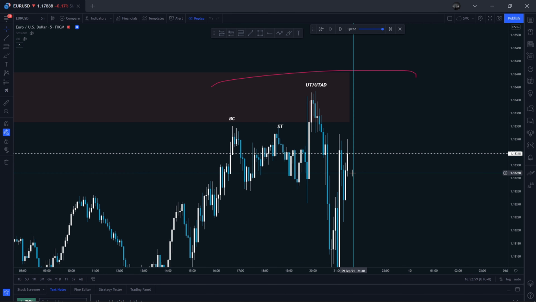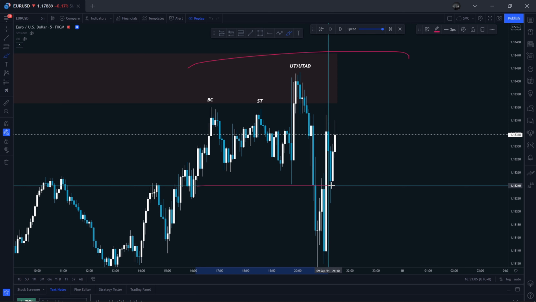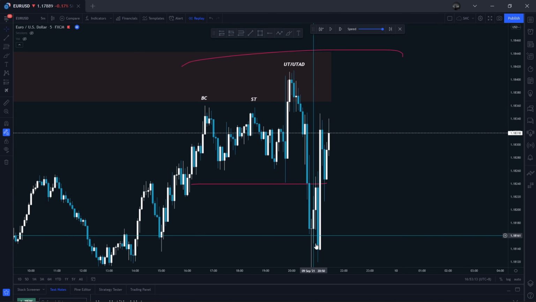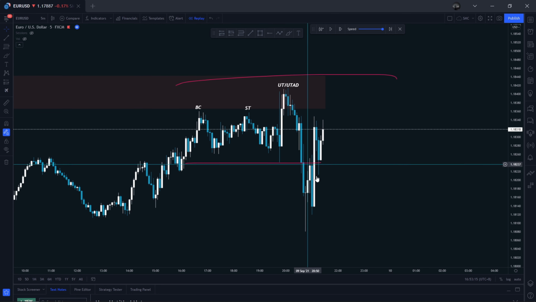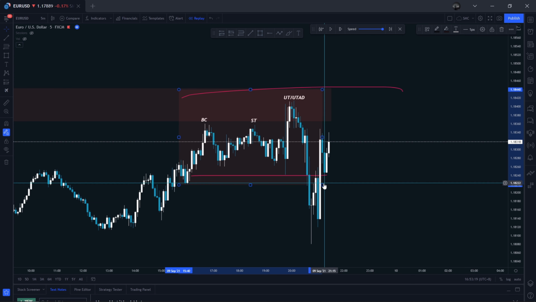So Wyckoff is valid when it breaks its certain structure. So the structure point of Wyckoff is this point, which is the sign of strength, sign of weakness. So as soon as price went down, it went down aggressively. I then said, oh, it's confirmed. We have Wyckoff. It meets my 3 simple rules.